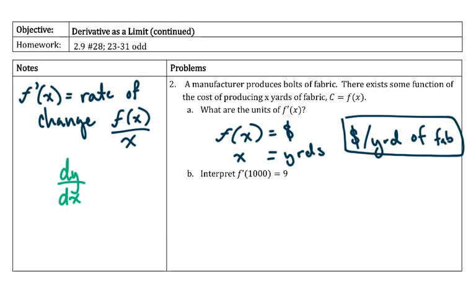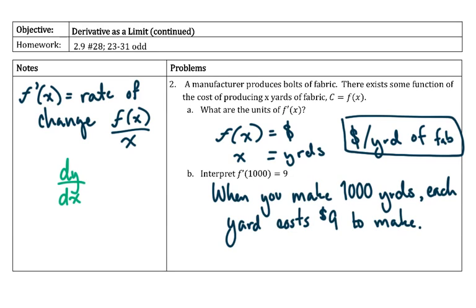Here, interpret f prime of 1,000 is equal to 9. So once we know that that's what f prime is being measured in, what this says is that it costs $9 per yard of fabric when you are manufacturing 1,000 yards. So that's one way to summarize it in my words. As long as you're using your own logic and your own grammatical structure correctly, that'll be just fine. Just keeping your units and your variables organized.